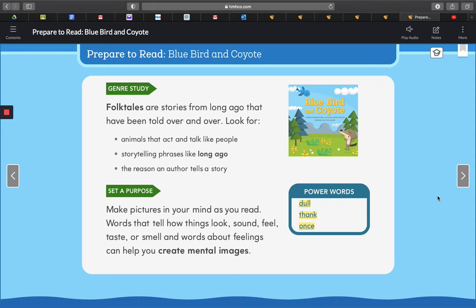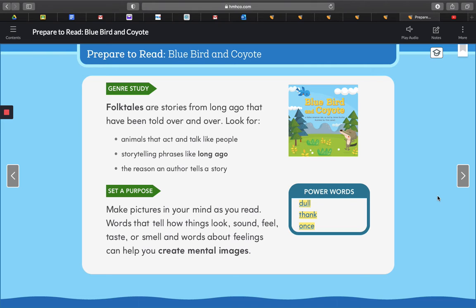And our story today is called Bluebird and Coyote. The story Bluebird and Coyote is a folk tale, and folk tales are stories from long ago, and these stories have been told over and over. How do you know it's a folk tale? Well, a lot of times you'll see animals that act and talk like people, and the person telling the story, or as you're reading it, it might say long ago.